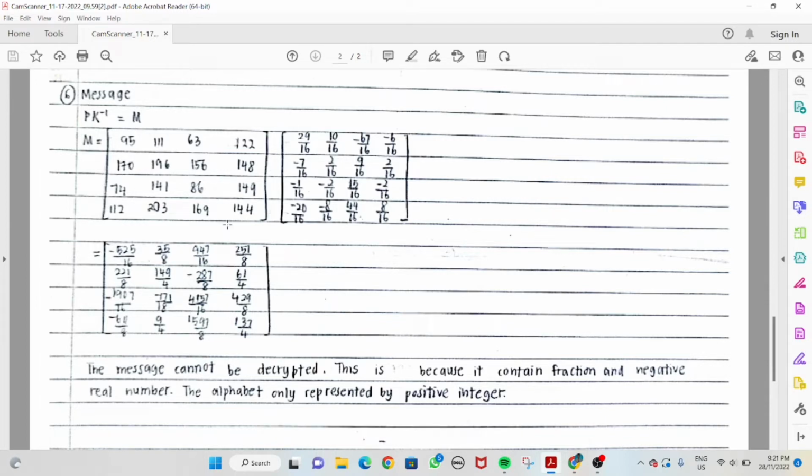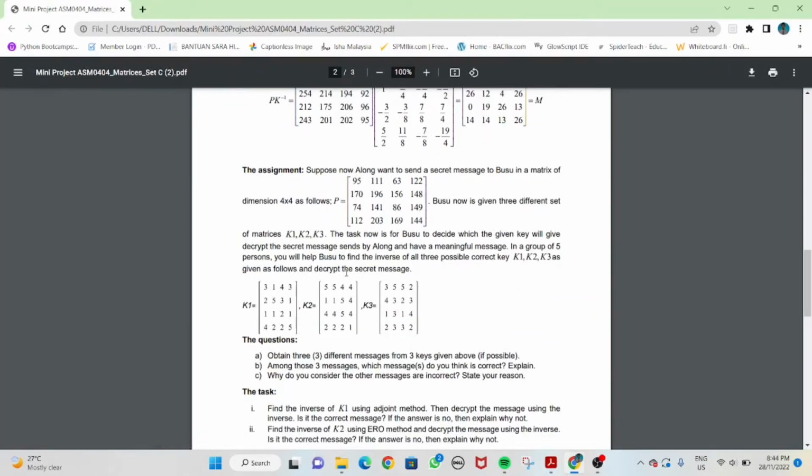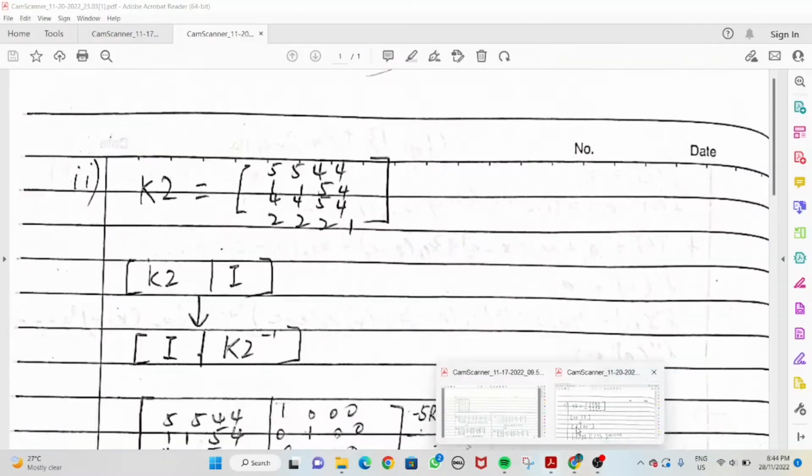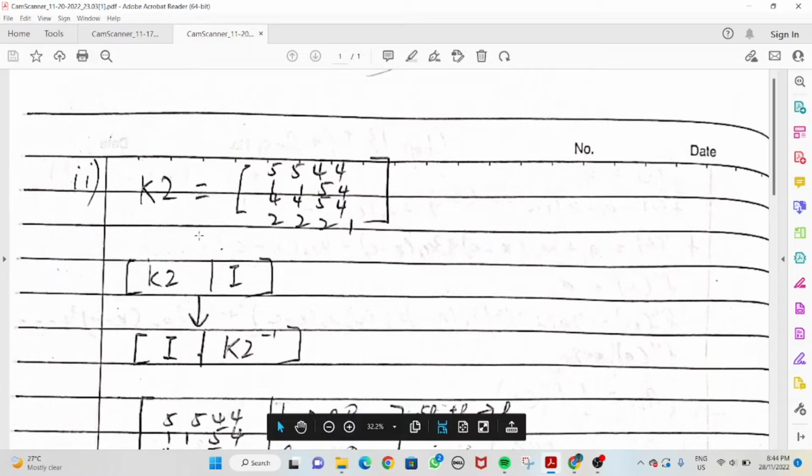Now let's move on to K2. Now we'll be finding the secret message using K2. For K2, we'll be using the ARO method, which is known as elementary row operation. In this method, K2 will form the identity matrix, and the identity matrix will form the inverse of K2.